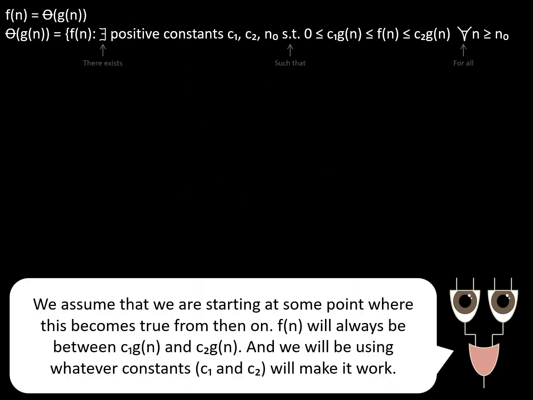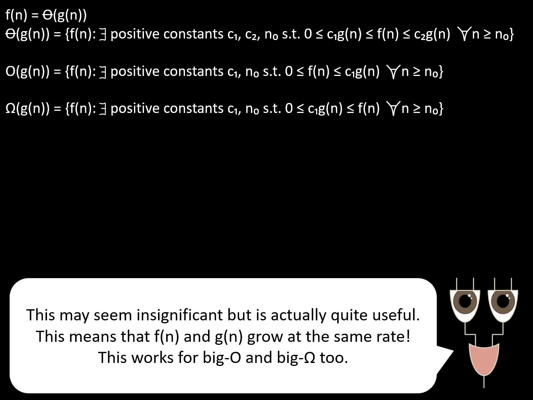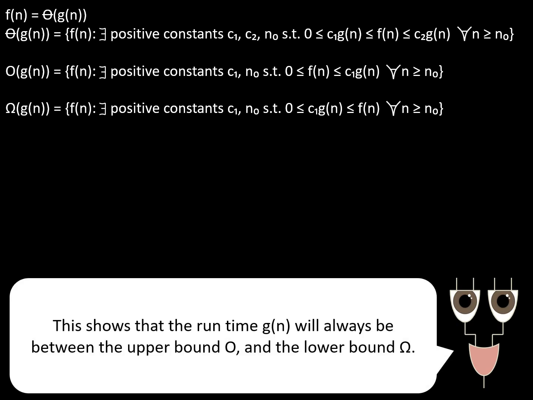We assume that we are starting at some point where this becomes true from then on. f of n will always be between c1 of g of n and c2 of g of n, and we will be using whatever constants c1 and c2 will make it work. This may seem insignificant, but it actually is quite useful. This means that f of n and g of n grow at the same rate. This works for big O and big omega too. This shows that the runtime g of n will always be between the upper bound O and the lower bound omega.